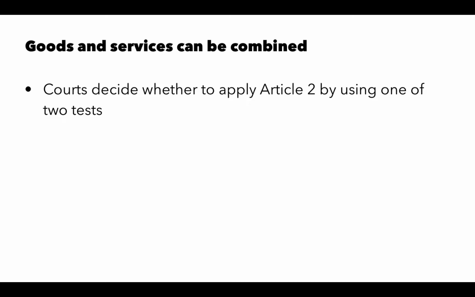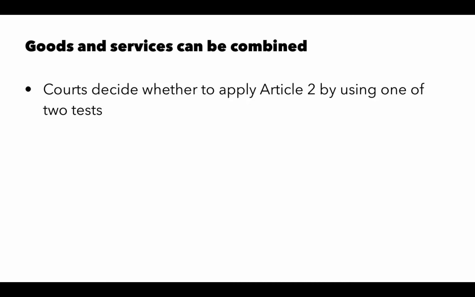Know that for the purposes of your test, if there's a question involving which contracting system applies, and one of the answers is both the UCC and the common law, you know that's the wrong answer. So courts decide whether to apply Article 2 to a mixed goods and services contract by using one of two tests. And the tests are going to differ depending on which state you are in.